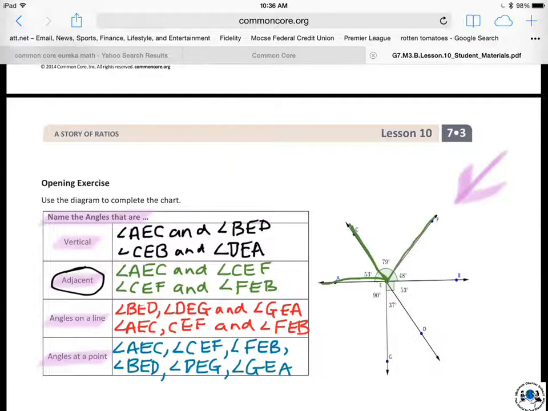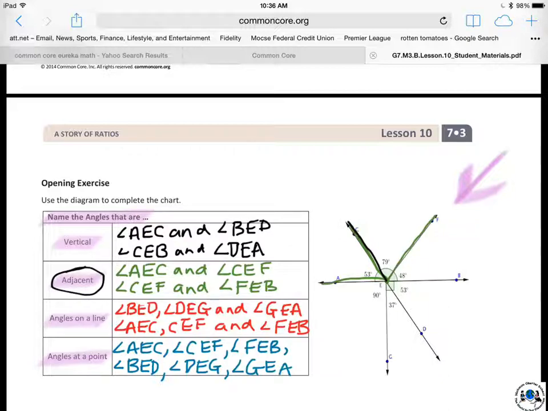Okay, right there and there. You can see these are adjacent. It has nothing to do with their measurement, of course, but it does have to do with the fact that they have this common side, and a point on that common side is going to be in the interior of the larger angle, which is, in this case, AEF. Okay, so adjacent, side by side, as you can see them.